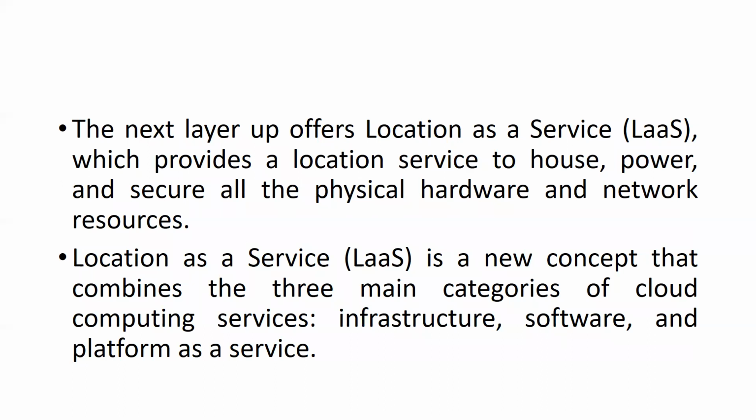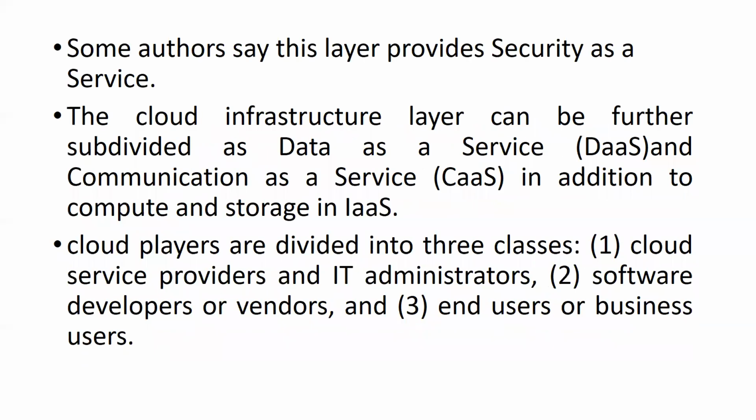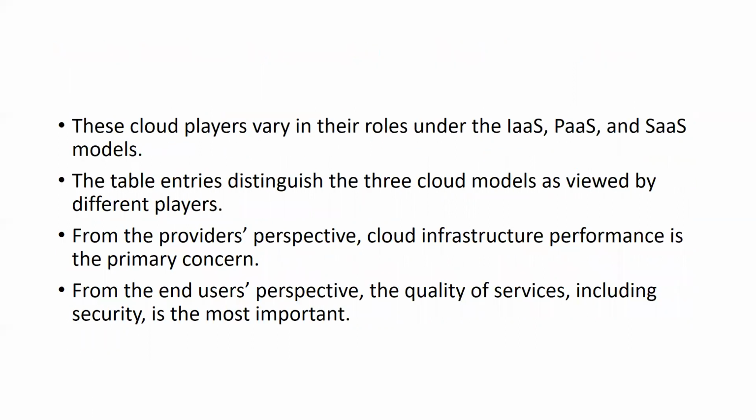And location as a service is a new concept that combines 3 main categories of cloud computing services, such as infrastructure, software, and platform as a service. The cloud infrastructure layer can be further subdivided into categories such as DaaS, that is data as a service, and communication as a service. And the cloud players are divided into three classes: the cloud service providers and IT administrators, the second one is cloud developers or vendors, and the third one is end users or business users.